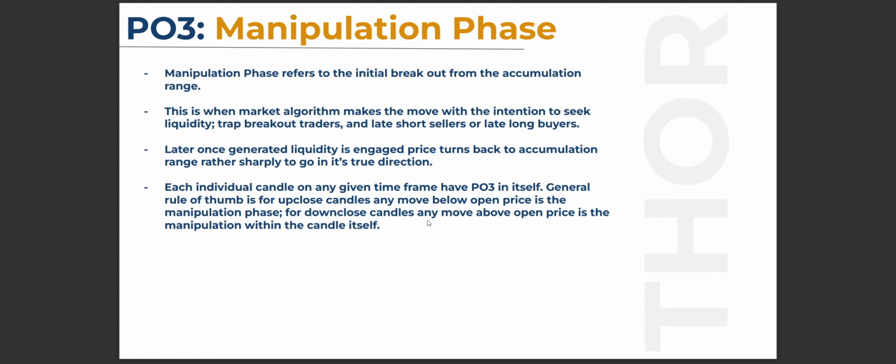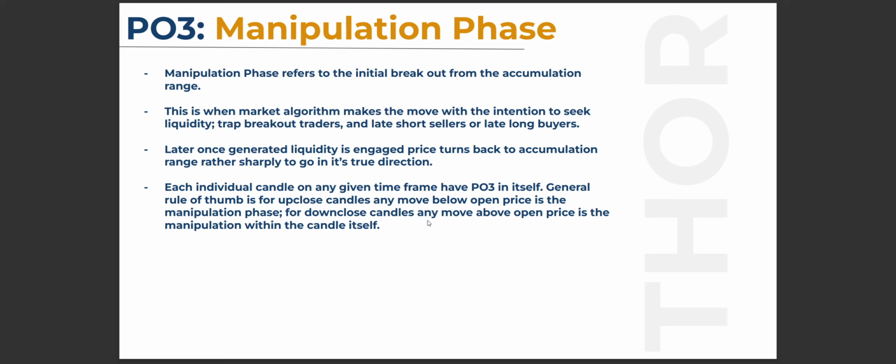And then you'll have a manipulation phase. The manipulation phase basically refers to the initial breakout from the accumulation range, and it'll be the fake move. This is when the market algorithm makes the move with the intention to seek liquidity, meaning trapping breakout traders and late short sellers or late long buyers, depending on the drawn liquidity. And later, once the generated liquidity is engaged, price turns back to the accumulation range rather sharply to go in its true direction.